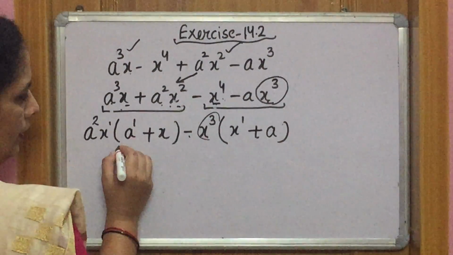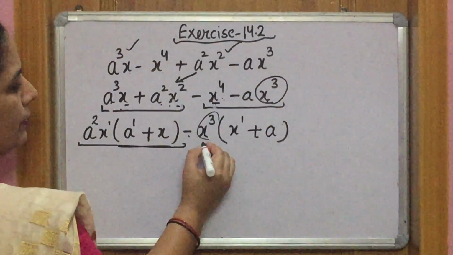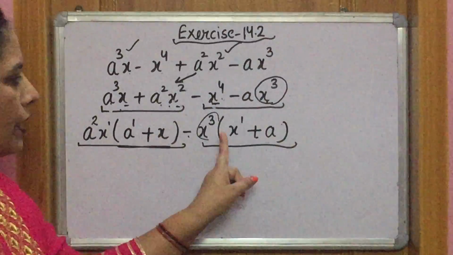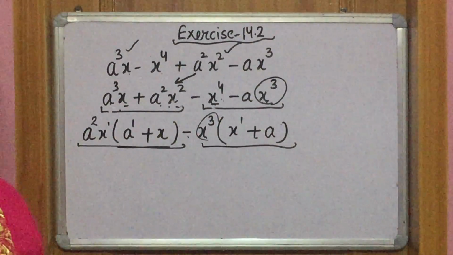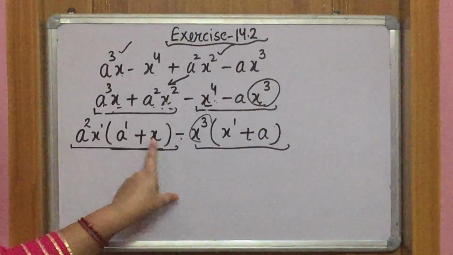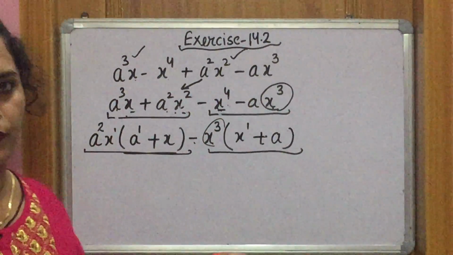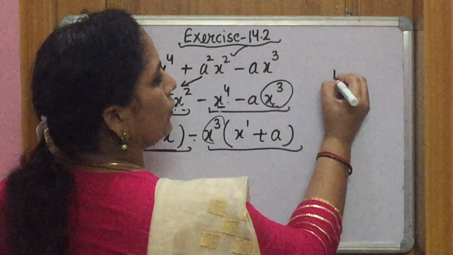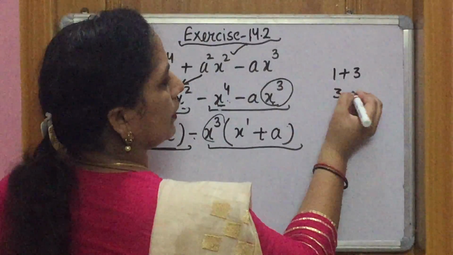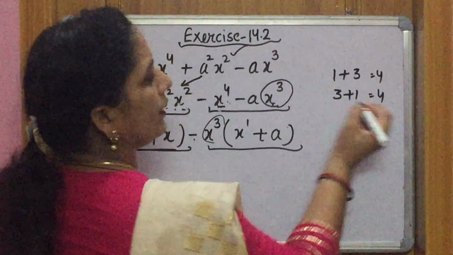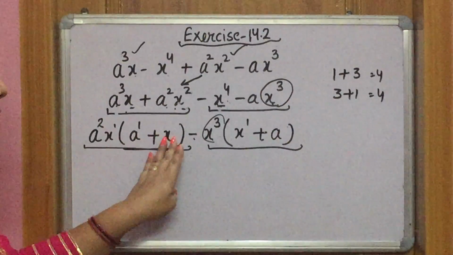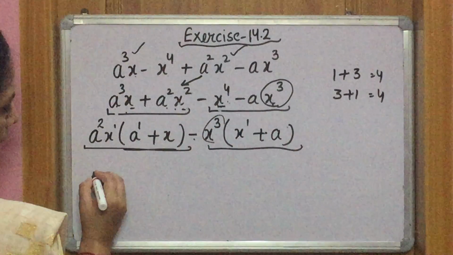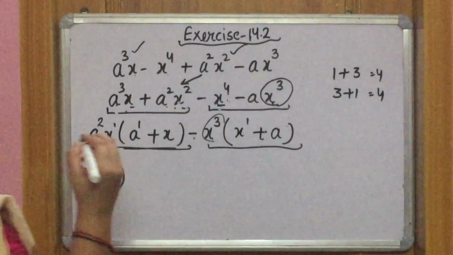Now in bracket, this is our first term and this is our second term. In bracket we have a plus x, x plus a. Order is different, but with the positive sign, both of the brackets are same. पॉजिटिव का साइन है, 1 plus 3 plus 1 same होते हैं. Answer तो 4 ही आता है. That's why we can say a plus x and x plus a, these are same. So we can take a plus x also as a common.